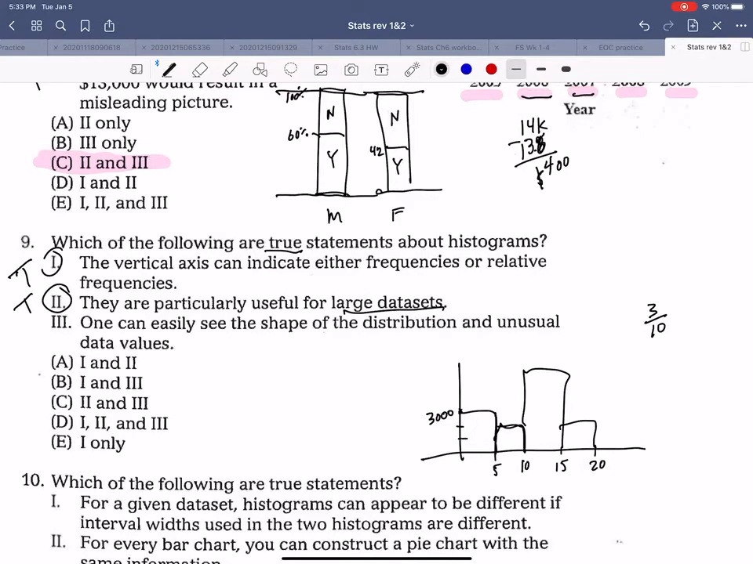One can easily see the shape of the distribution and anything unusual. So I think that that's true, right? If I have an outlier out here, I'll be able to see it, and I can get a general idea of the shape. So I think all 3 are true, so we're going to pick D. So to get credit on here, you can draw a picture or just make a sentence summarizing that for your notes.